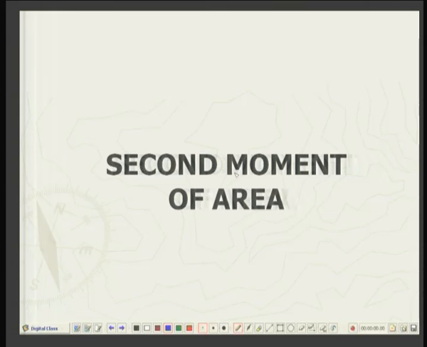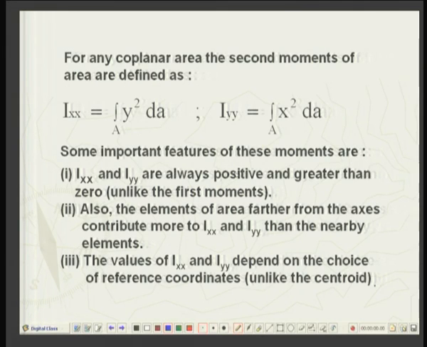Okay. So let us take up the definition of the second moment of any given area. Again we will focus our attention on coplanar areas, that is the areas which lie in a single plane; no shell-like surfaces will be considered here. So then we define the second moment of area about the x axis, that is Ixx is equal to y square.